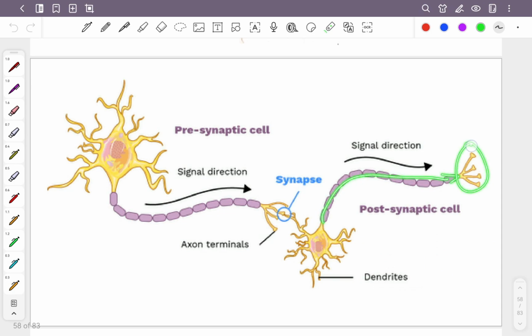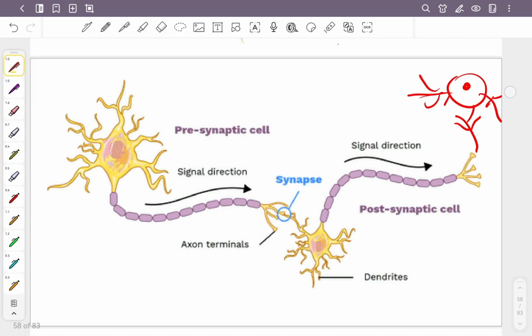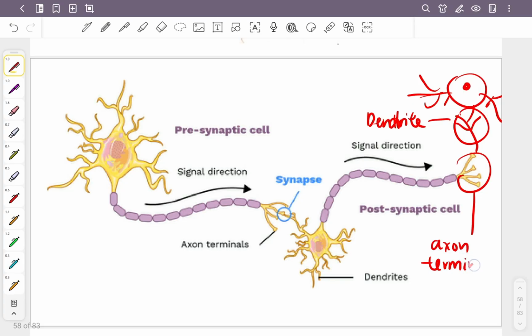Here is the axon terminal, right? Later it's going to connect, maybe with the cell body of another neuron. Then this part is the dendrite. Then this is the axon terminal. So it's going to keep on repeating. Understand?